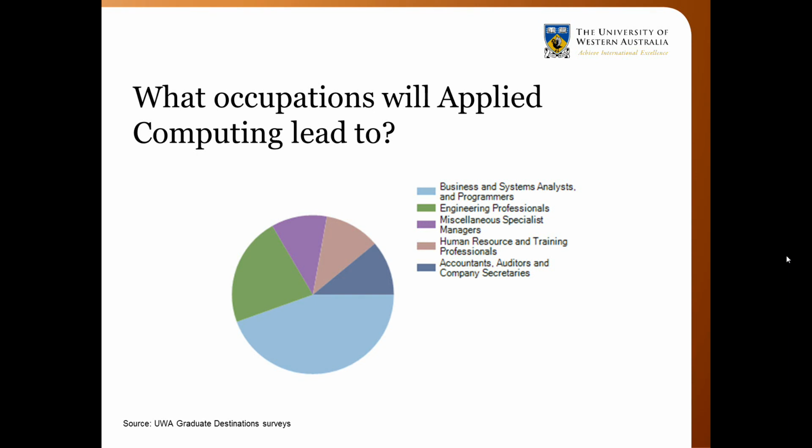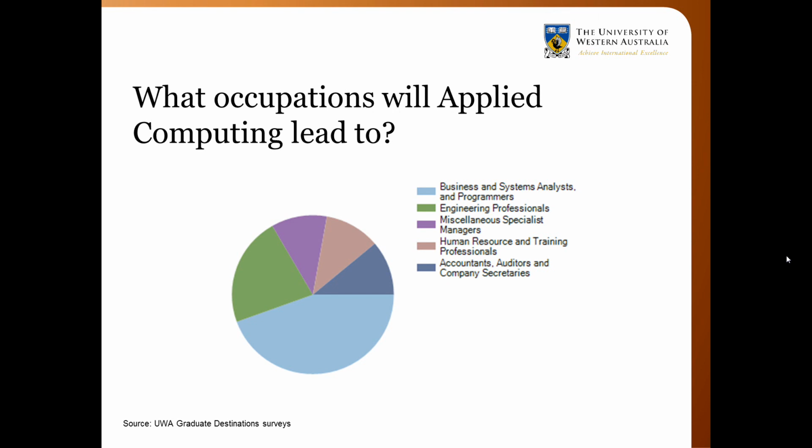Okay, so what occupations will applied computing lead to? By far the biggest section of this pie chart is business and systems analysts and programmers. Next largest is engineering professionals, so you may be interested to know that if you do the applied computing major, you could also end up working in the engineering professions.